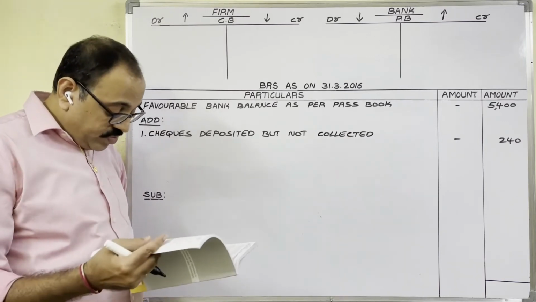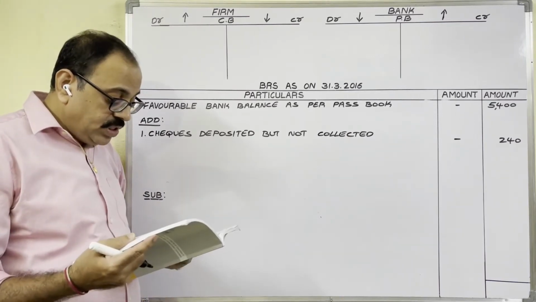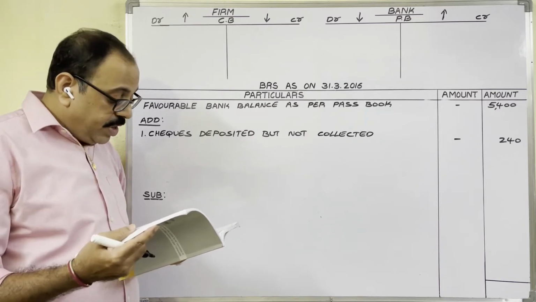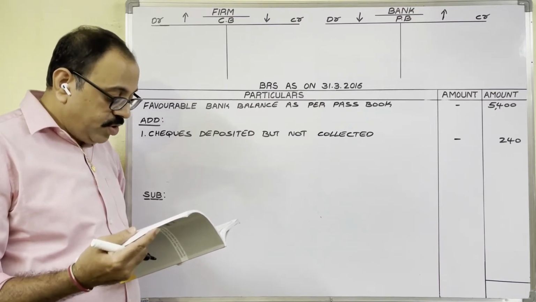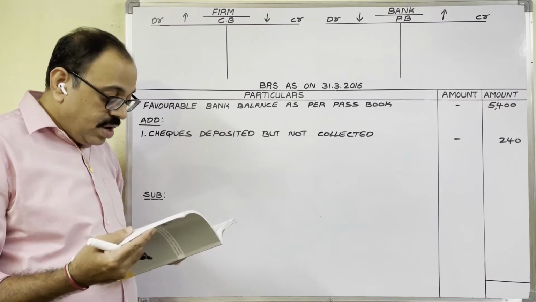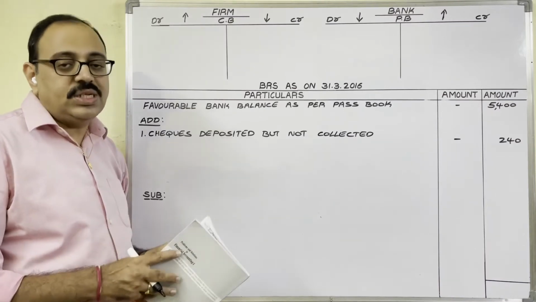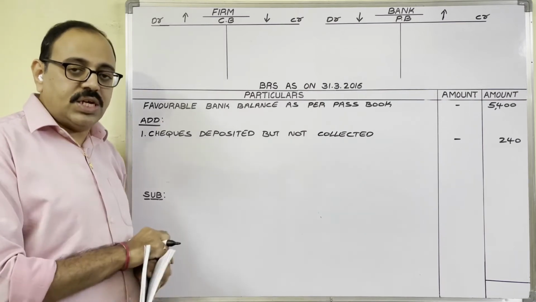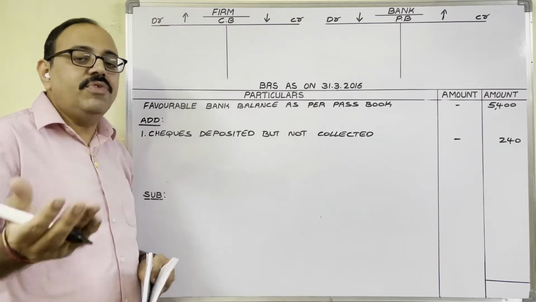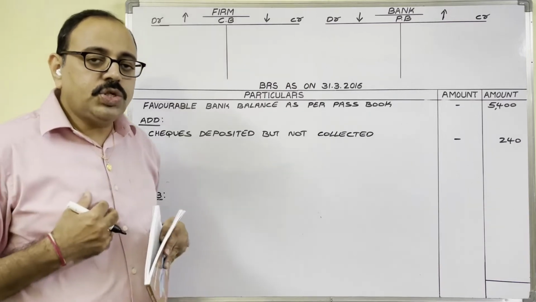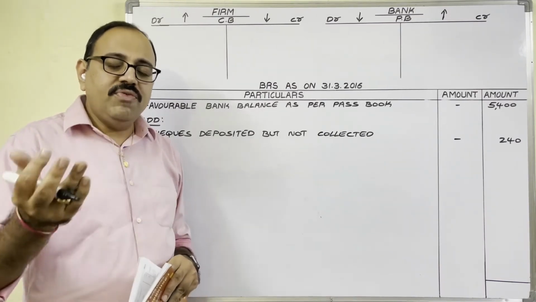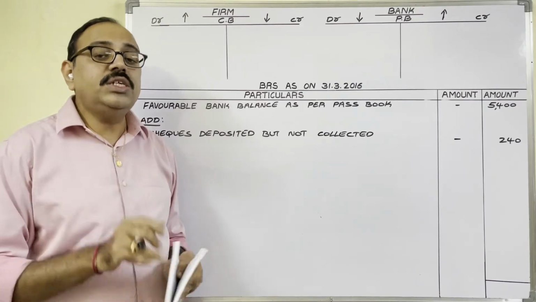See the second cause for difference. He had issued checks of 1500 rupees before 31st March, but checks amounting to 515 rupees were debited to his account after 1st April 2016. Firm issued 1500 worth of checks. Issuing means giving to somebody. Firm has to pay 1500 rupees to suppliers. Instead of giving in cash, firm issued a check.